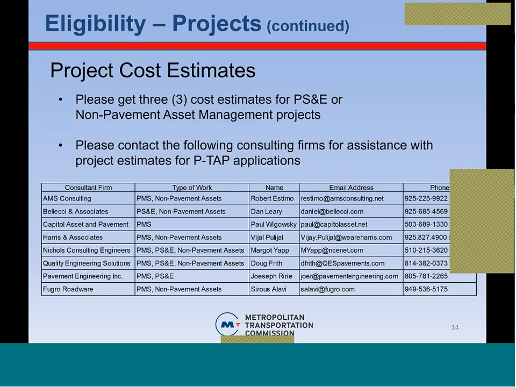Please keep in mind, for your non-pavement project, that if you're quoted anything beyond $100,000, you will have to make up the difference between $80,000 and the rest of the quote.